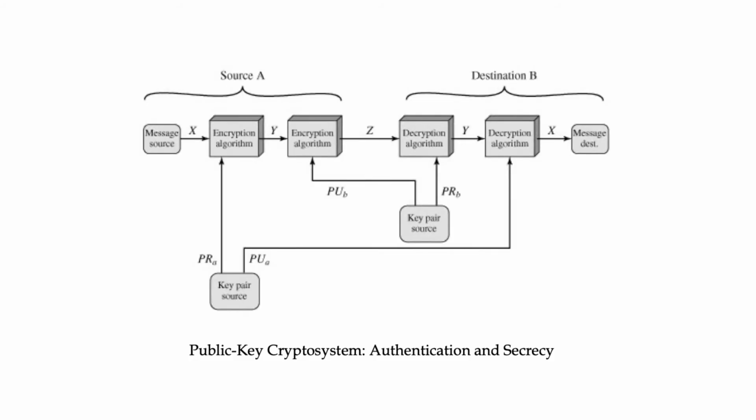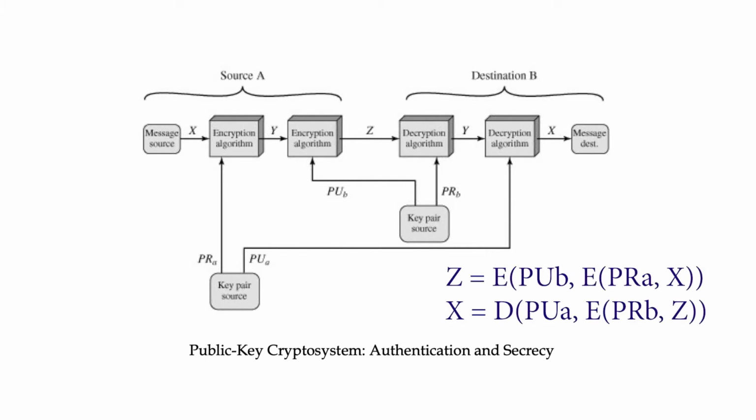Such a block, called an authenticator, must have the property that it is infeasible to change the document without changing the authenticator. If the authenticator is encrypted with the sender's private key, it serves as a signature that verifies origin, content, and sequencing. It is, however, possible to provide both the authentication function and confidentiality by a double use of the public key scheme. Z = E(PUb, E(PRa, X)) and X = D(PUa, D(PRb, Z)).